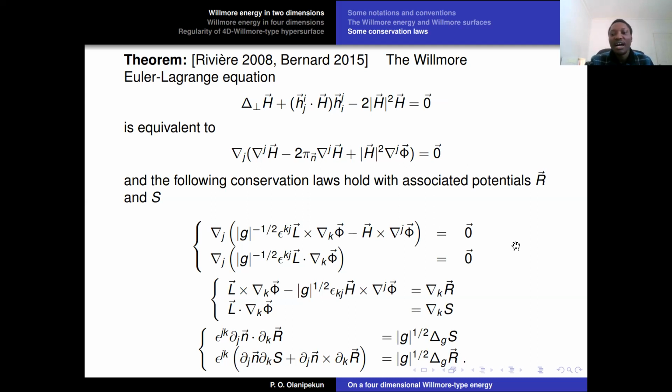So this is what we have so far in 2D, and it's well known for those who work in that area. But in 4D, nothing has been done. All that we know in 4D is what the Willmore energy should look like.